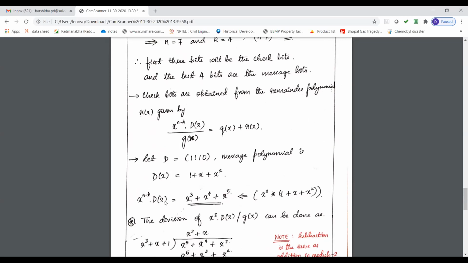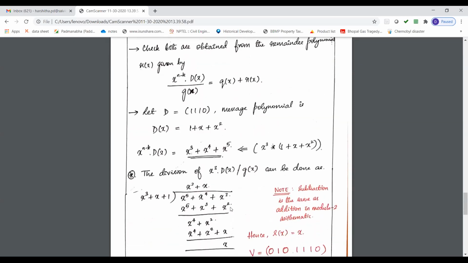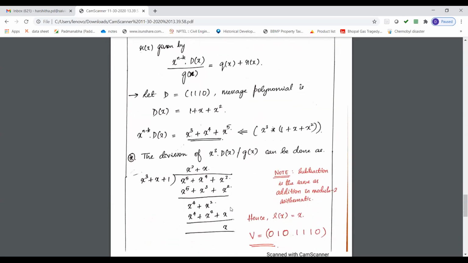So x to the power of n minus k is 7 minus 4, that is nothing but 3, right? x to the power of 3 into d of x, which is 1 plus x square, right? So performing the multiplication for x cube into d of x, we will get x cube plus x to the power of 4 plus x to the power of 5. And now we'll perform the division operation.